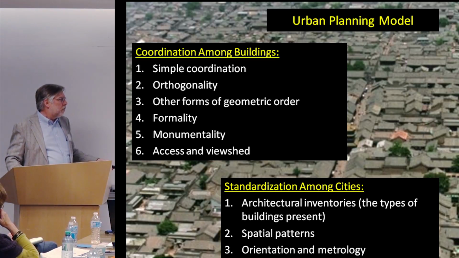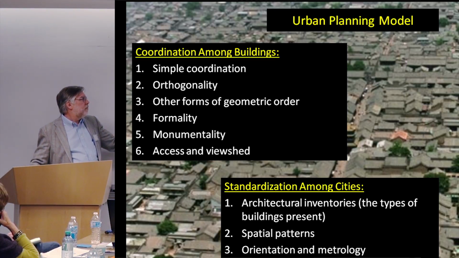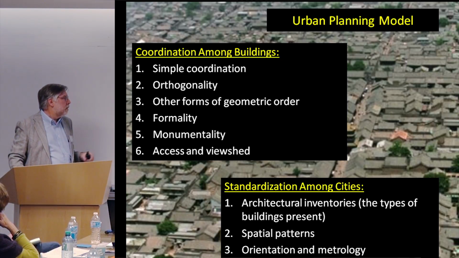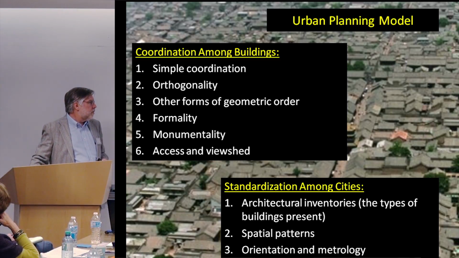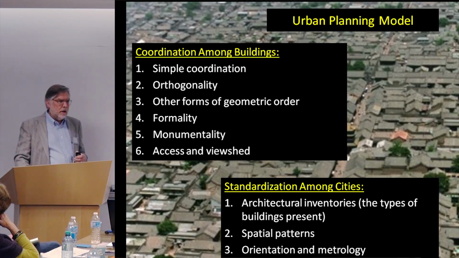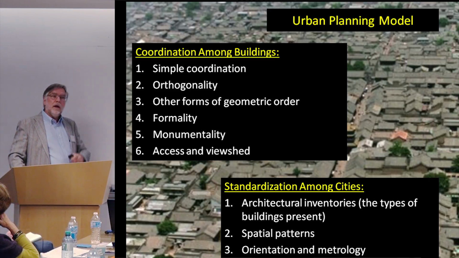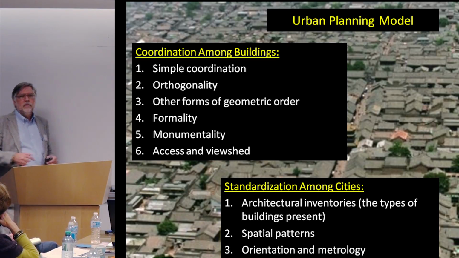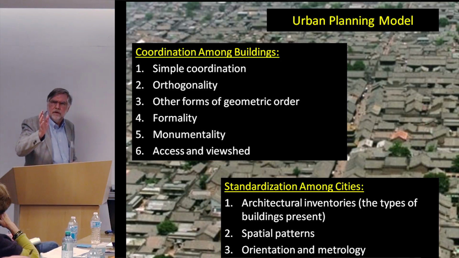And I'm not going to go through the whole thing. These are the various ways that buildings can be coordinated. Simple coordination, how they're sort of lined up next to one another or near one another. Orthogonality, other forms of geometric order, formality, monumentality, and access and viewshed, and different kinds of standardization. And now this has already been applied to Minoan cities. Matthew, in his chapter in Making Ancient Cities, applies this model. It's an excellent chapter. It's really quite fantastic.